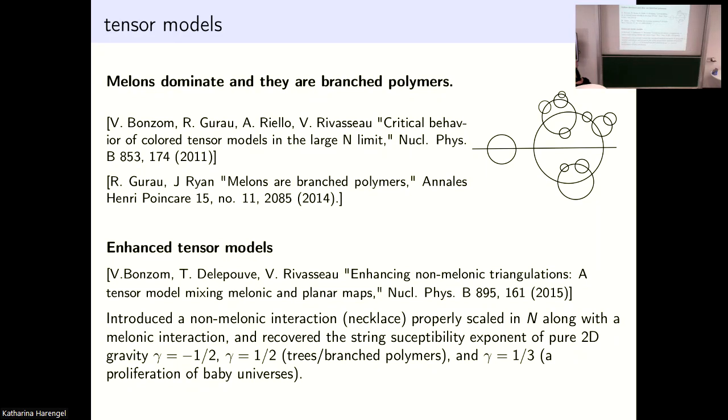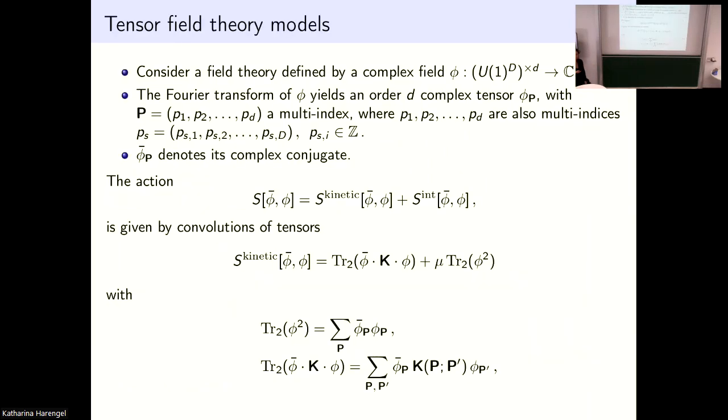Able to do is they were able to achieve actually 2D quantum gravity, and also you can tune these things, and you can also achieve branched polymers, but also in between something called baby universes. But the point is, anyway, with this enhanced program, you can actually get away from branched polymers. So inspired by that, but that is in the statistical model setting.